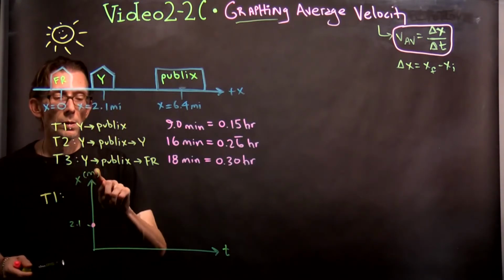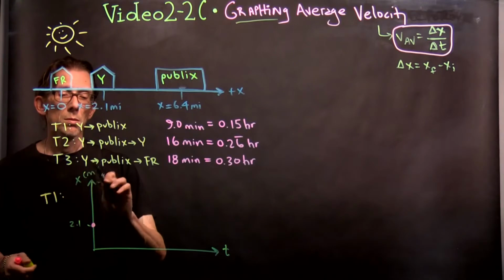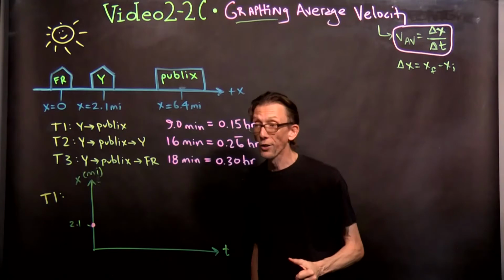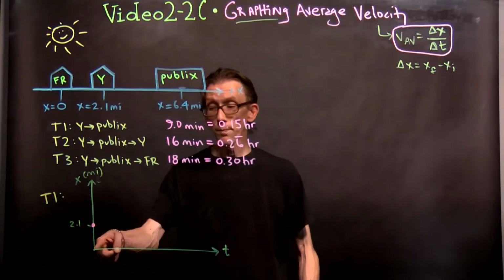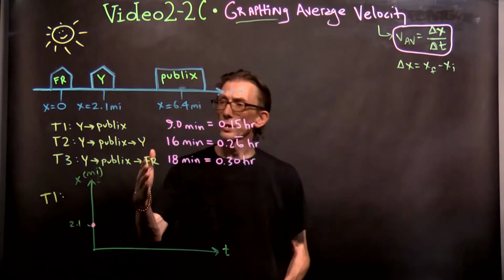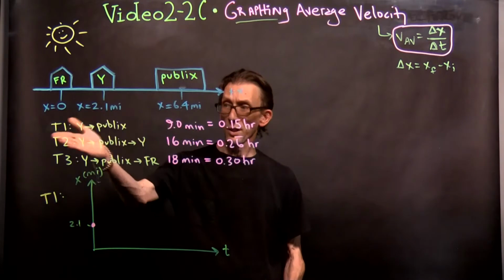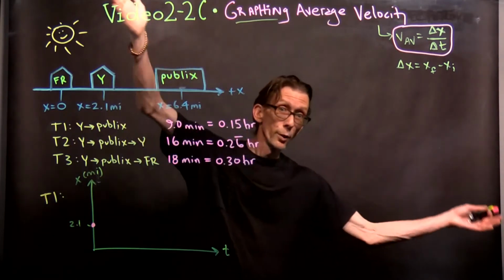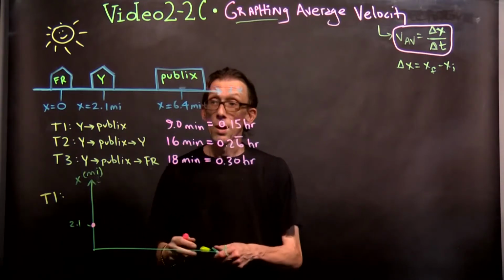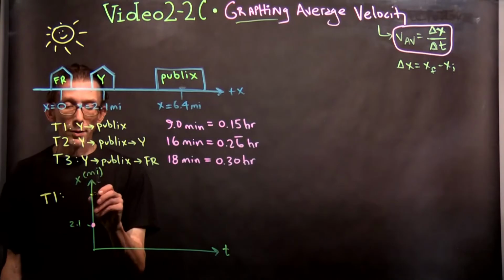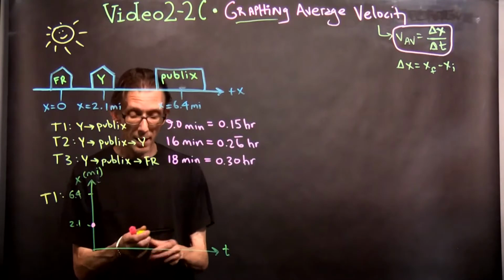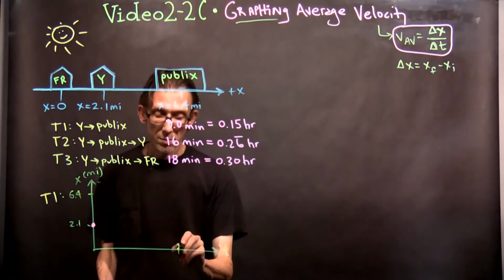Oops, that's a meter. Get it straight. Miles. Okay, so we're making the graphs in miles. We start our clock, t equals 0, but we're at 2.1. And then where do we stop? This is the first trip. We're going from your house to Publix. That's all you're doing. When you reach position 6.4 miles, the time is now 9 minutes.